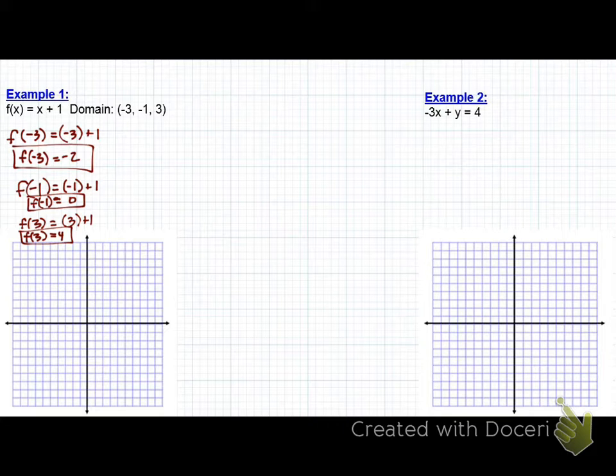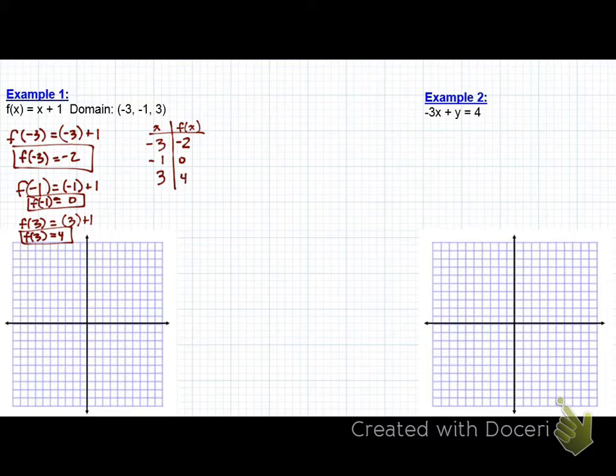So next thing we're going to do is make a three-part table, or you could do a two-part table. We kind of did some of the work already. So we have our x's, like we did earlier, and then our f of x's. Okay? So, we're going to put in our inputs, which were -3, -1, and 3. And then our outputs will be what we got. So when we had -3, we put in -2. -1 went to 0, and then 3 went to 4. And then we're going to graph.